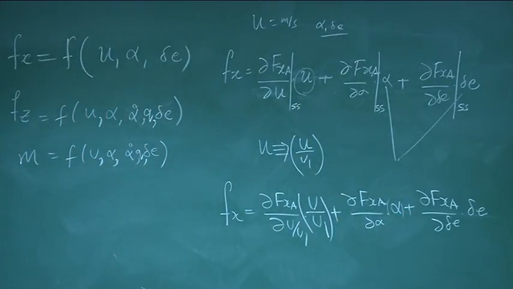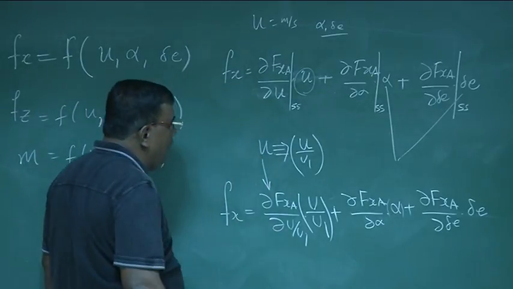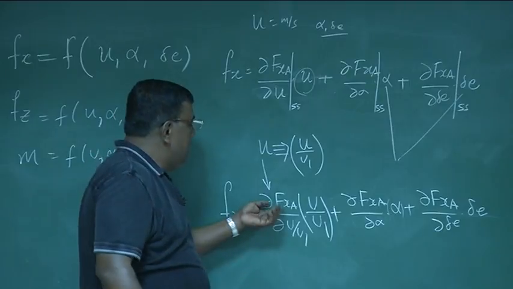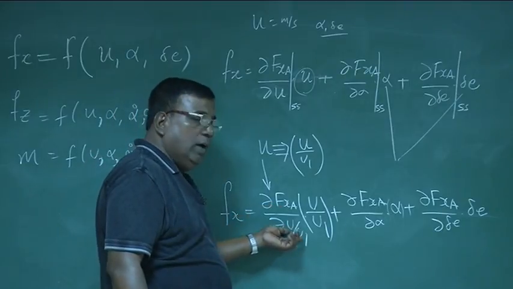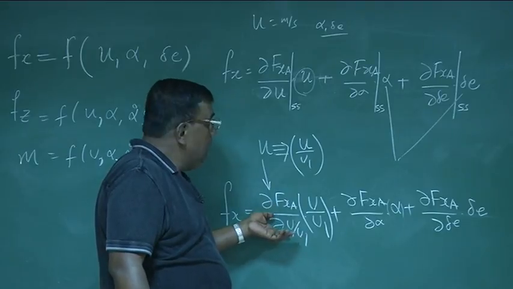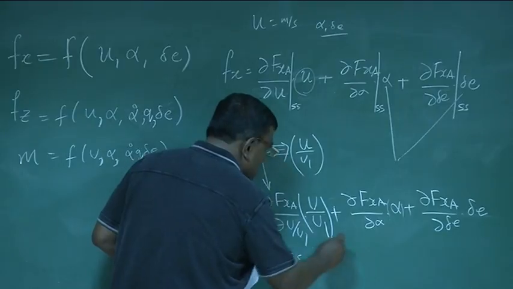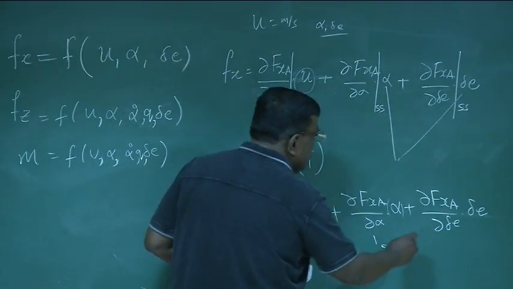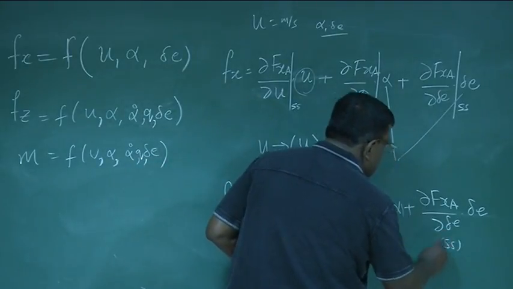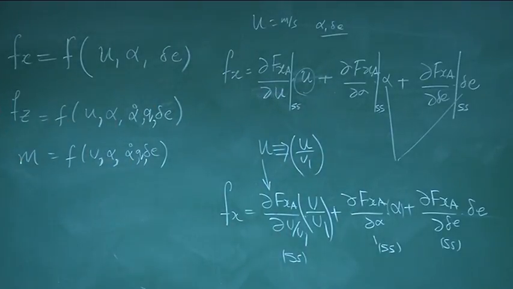Right? Let us again come back to this. What is the meaning of this term, dfxa by d(u by u1)? This is a partial derivative evaluated where? Evaluated at steady state. This is also evaluated at steady state. You will see what is the meaning of this once we try to develop an expression to calculate dfxa by d(u by u1).